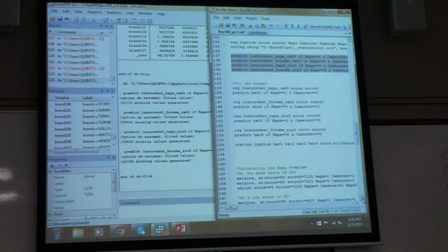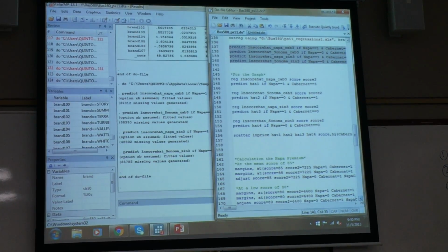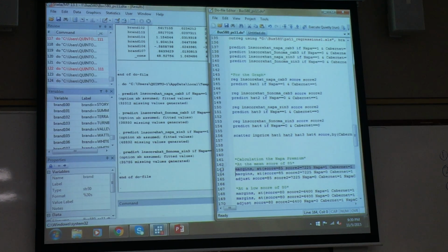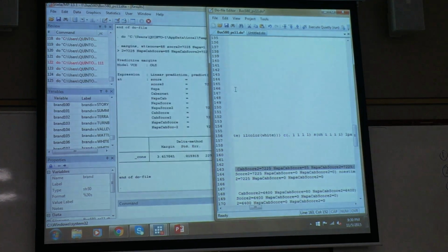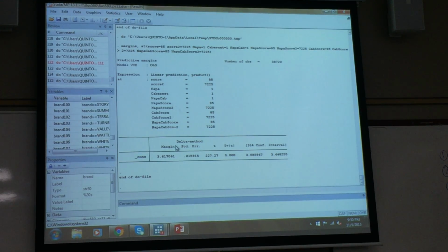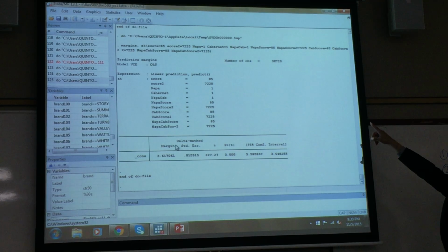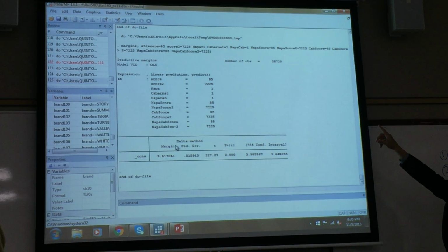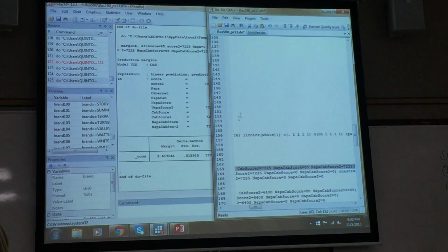Because you have the dummy variables in it. All right, so this is for Napa Cab. And if you look, we're still looking at 85. 85 squared is apparently 7,225. You should be able to do this.